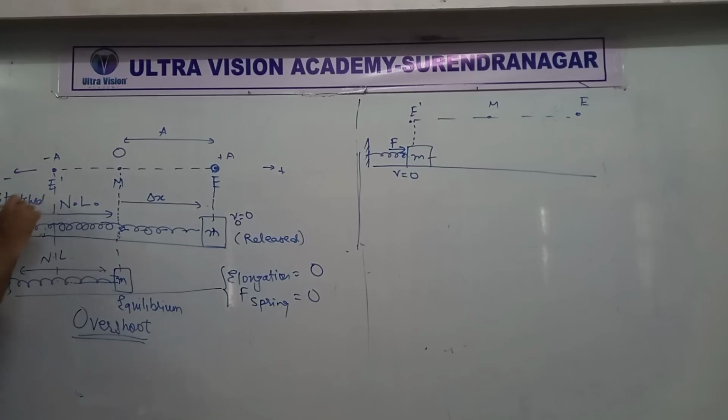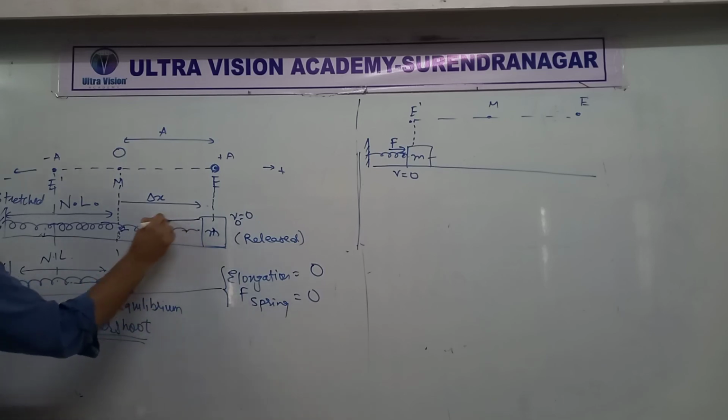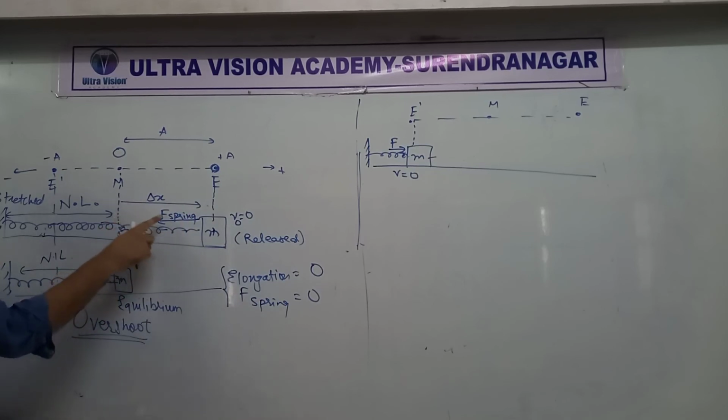So what happens over there? Because the spring is stretched, it will try to pull it back. Do you see that property? Displacement and force on the block are in opposite direction. Yes or no?